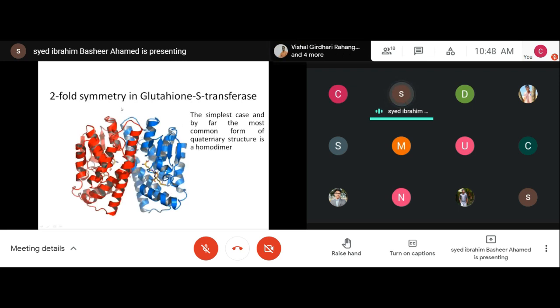Here you can see glutathione S transferase. It's a very simple oligomeric form which has a two-fold symmetry. Only a dimer is required here. Two monomers make an oligomer, and it becomes functional. It's called a homodimer.